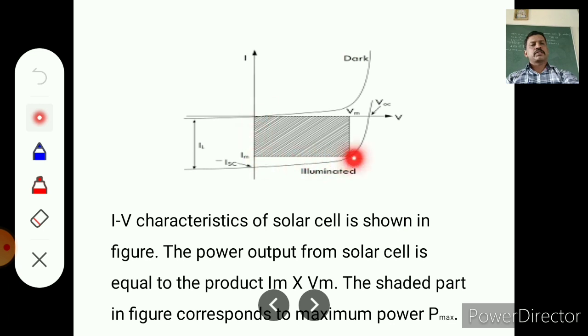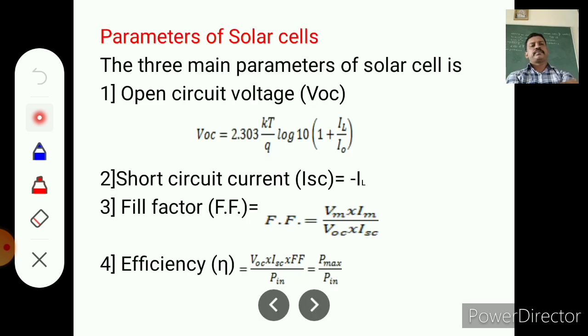So, this is the shaded part of the rectangle. It is the maximum power. This is the maximum voltage, that is Vm, and this is the maximum current. So, we find the maximum current and maximum voltage and we draw a graph, and the rectangle in this graph represents the maximum power.